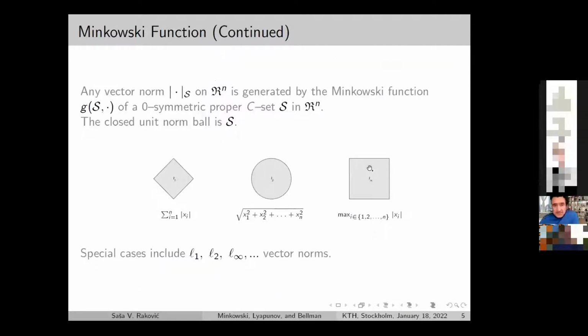Now, the reason why this function should be familiar to all of us is the very fundamental fact that any vector norm on R^n is generated by the Minkowski function of a zero-symmetric proper set S in R^n. A zero-symmetric set means that the set is equal to its reflection, minus S, around the origin. And the closed unit norm ball is the set S itself. Some examples are the L1, L infinity, and L2 norms, where the typical norm balls are essentially the diamond, the circle, and the square.